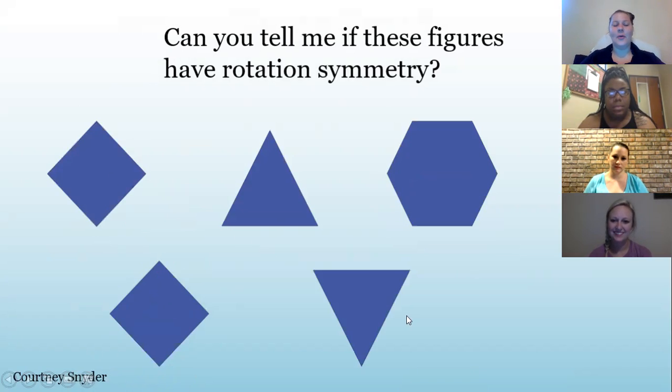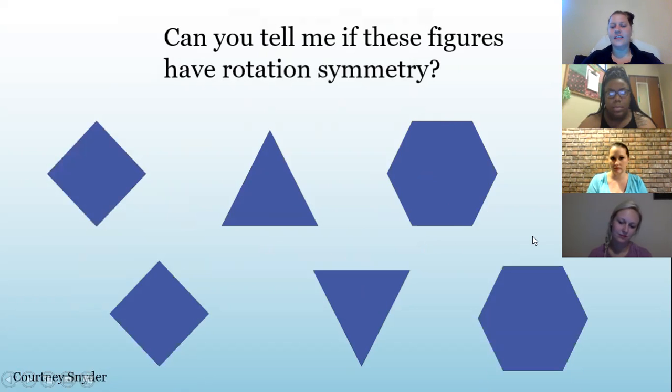Sorry, got a little ahead of myself. So this triangle, if we started with this point and moved it 180 degrees, it's not going to look the same. It looks like it just reflected over a line of symmetry right here, but it does not have rotational symmetry. Now we're going to do this hexagon, and if we grabbed it right here in the center of this line and turned it 180 degrees, it's going to come out looking the exact same.